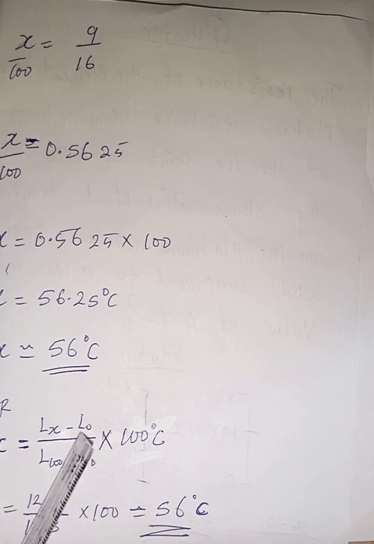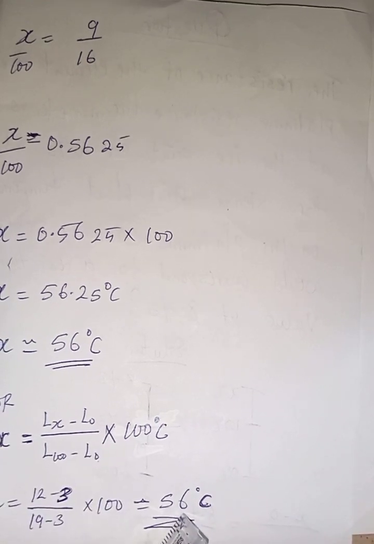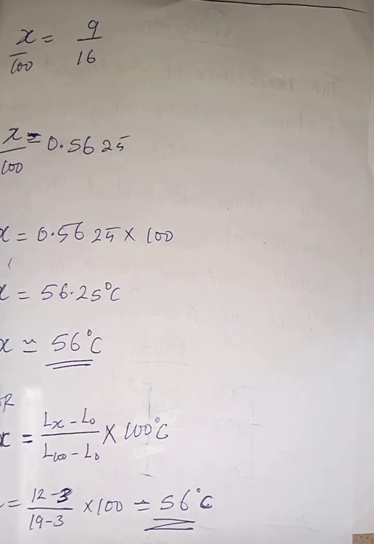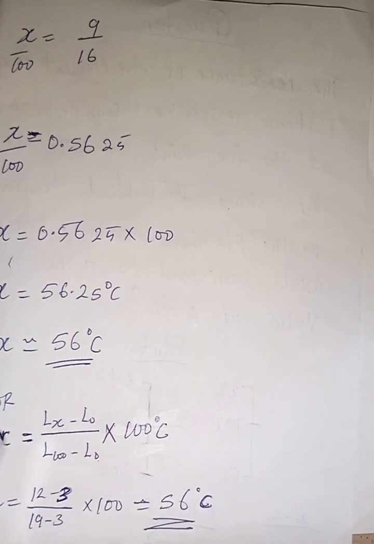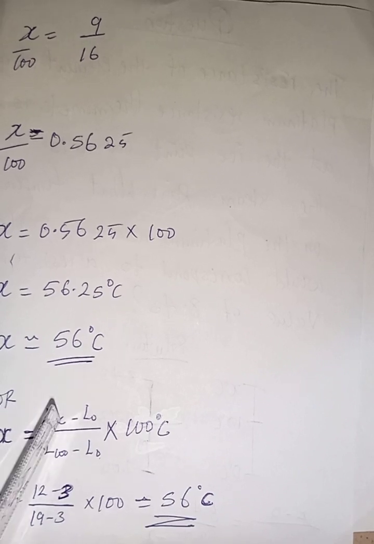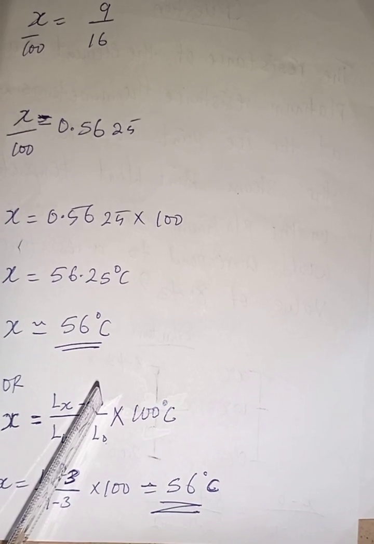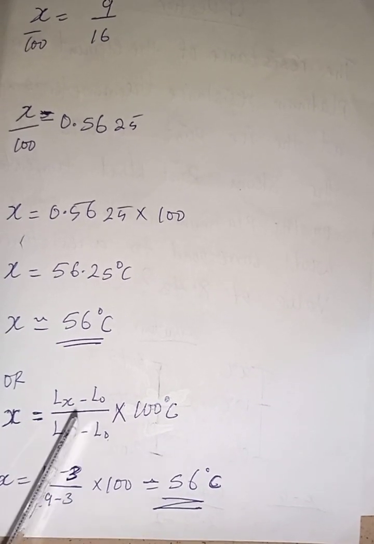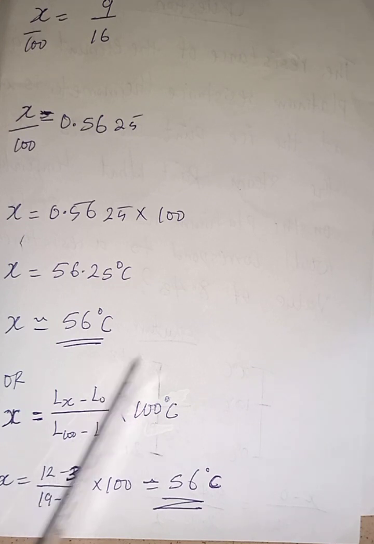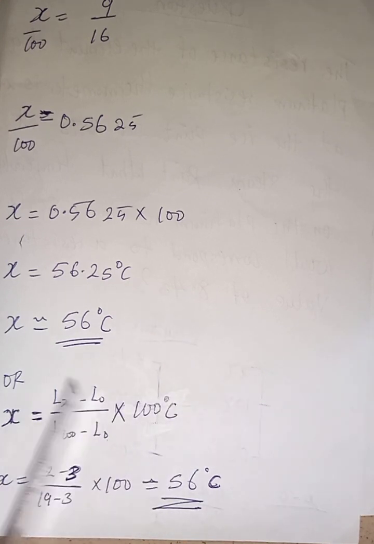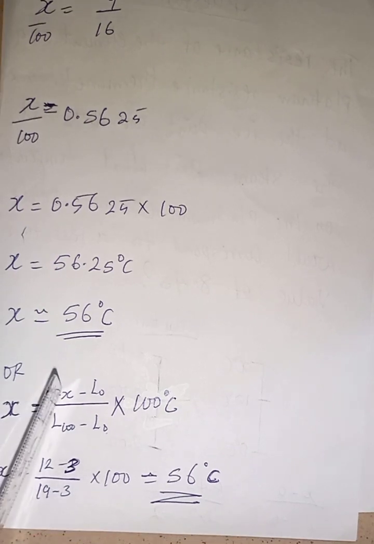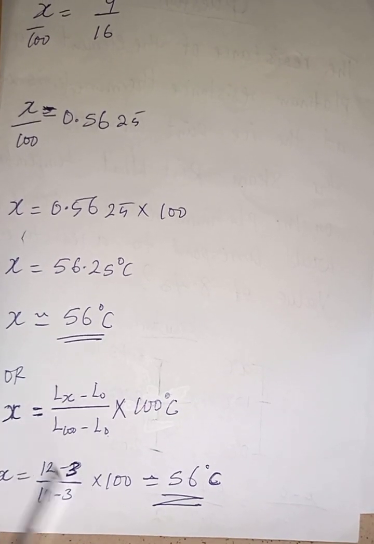Or you solve it using this formula to get the answer directly. Now, how do you use the formula? The unknown temperature in the centigrade scale will be equal to the length at the unknown temperature minus the length at ice point or 0 degrees Celsius, divided by the length at 100 degrees Celsius minus the length at 0 degrees Celsius, then multiplied by 100 degrees Celsius. That is, x is equal to the length at the unknown temperature was 12, at 0 was 3, at 100 was 19, at 0 was 3. Then multiply by 100, and you're going to have the direct answer, which is 56 degrees Celsius.